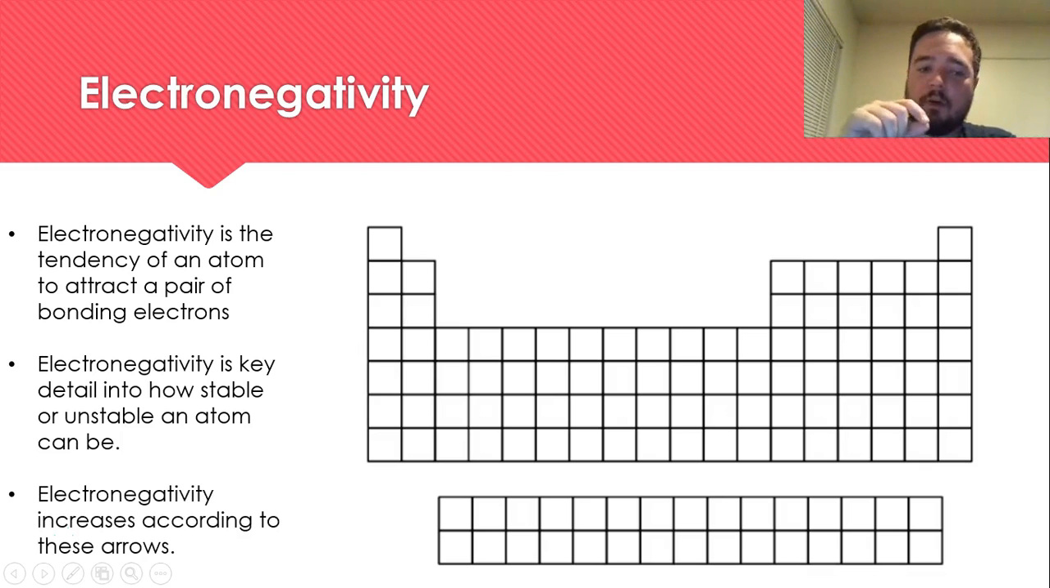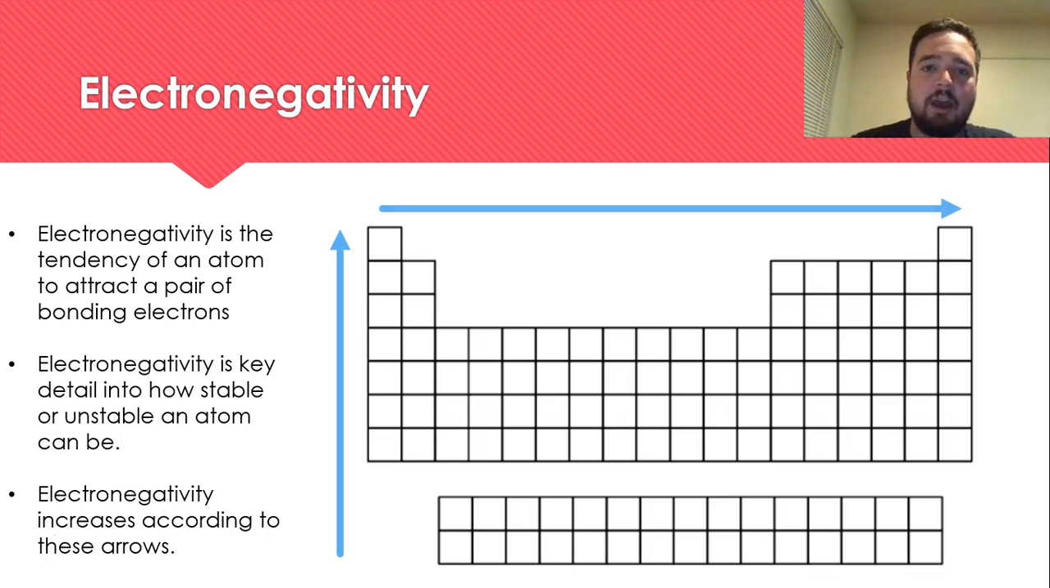So electronegativity increases according to the following arrows as well. It increases as you go from the bottom to the top of the periodic table, and it increases as you go from the left to the right. So it follows the same trend as ionization energy.